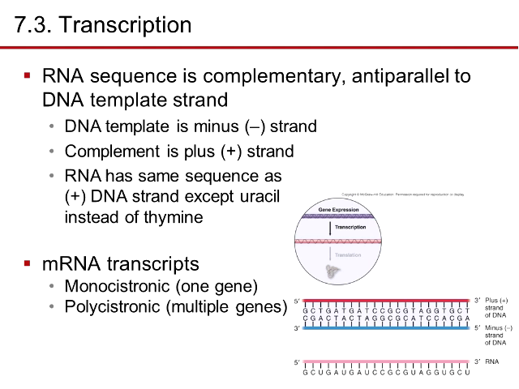Messenger RNA transcripts are monocistronic, meaning 1 gene. Polycistronic is multiple genes. You can see that as you go. And so those are the transcripts we're looking at.